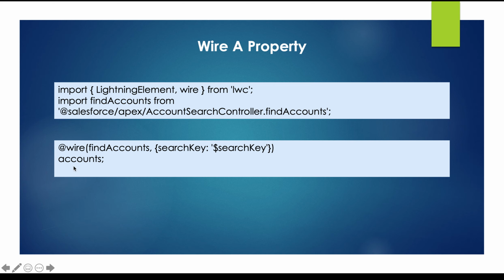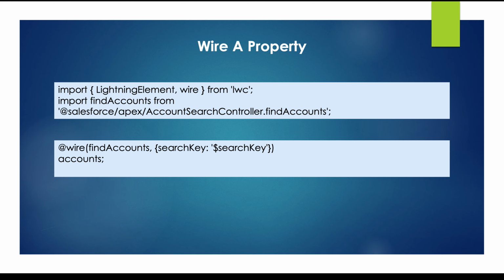So this was for defining, and to call that method it's just @wire, and in that you pass two attributes. One is the method you're calling, which you have defined in the import, which is findAccounts. The second attribute takes your JSON, where you specify the input parameters for that method. My findAccounts controller method takes one attribute, which is a search key. Basically it searches for an account on the basis of some search key, and it looks into the name field of the account.